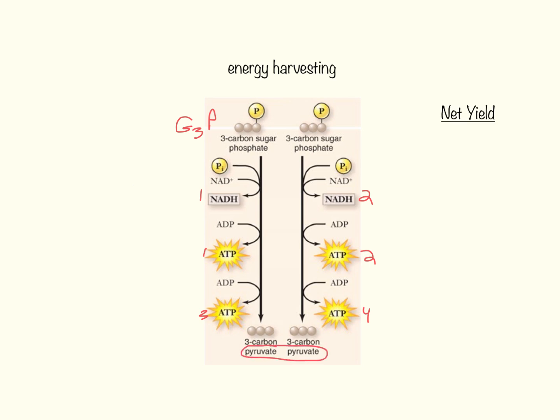2 NADH have been made, and there is a net yield of 2 ATP. Remember, it cost us 2 ATP to start the process. All organisms do this first step. It does not require oxygen or mitochondria. It happens in the cytoplasm of the cell. So all forms of cellular respiration start with glycolysis.